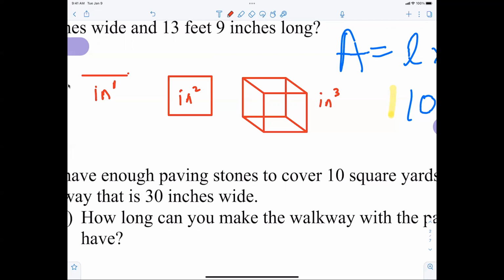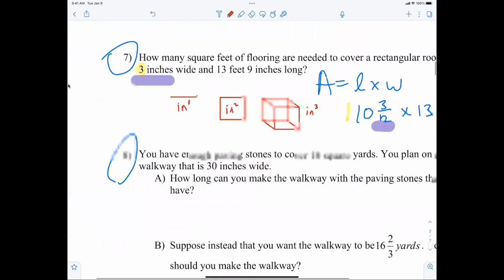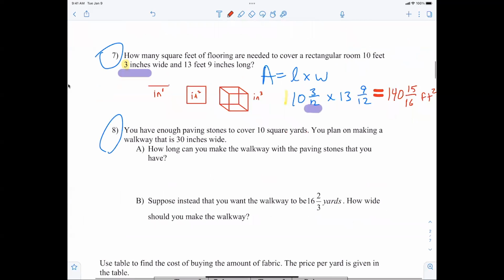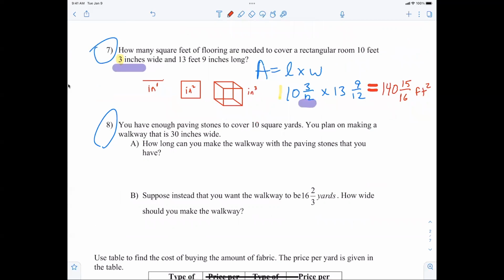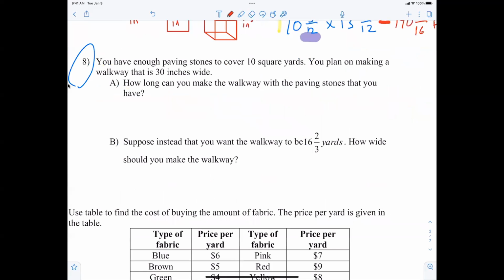So whenever someone refers to area, it's always measured in squares. When someone asks about volume, it's always measured in cubes. When they measure distance, it's in units. And what do I mean by units? Units is just to the first power. So please understand that as we go through these word problems, I'm going to expect you to know the difference. All right. So now let's take a look at number 8.